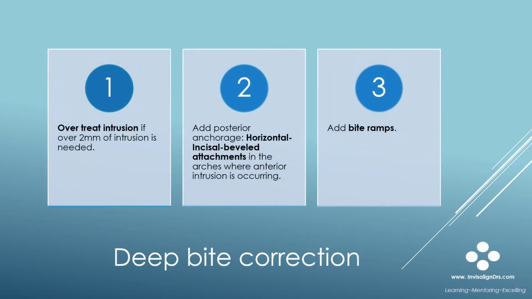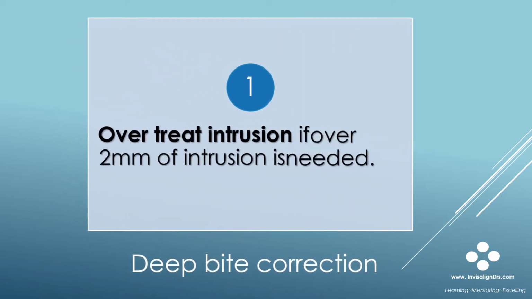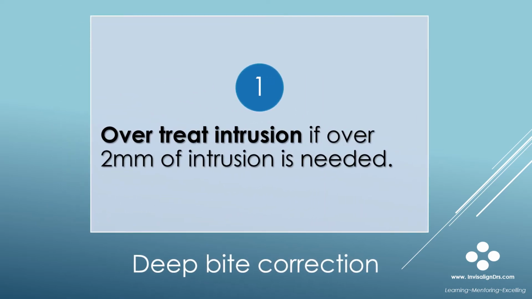There are three key guidelines to follow when treating a deep bite condition with Invisalign. Number one, overtreat the anterior intrusion. Most deep bite treatments require anterior intrusion. Overtreatment of the intrusion is required, especially if there's over 2 millimeters of intrusion needed to resolve a deep bite. The next few slides will explain why we need to overtreat the anterior intrusion.